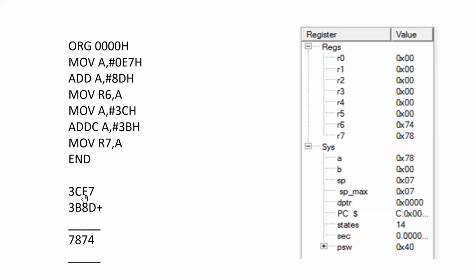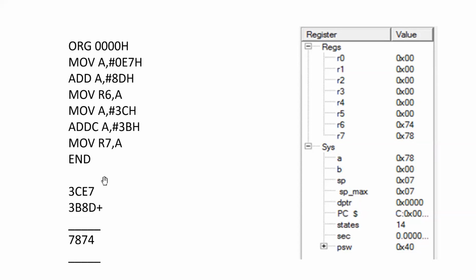So first I have to add E7 plus 8D. This is one 8-bit addition. Then I have to add 3C plus 3B. That is another 8-bit addition. Then finally I will get one result. So first I have to perform E7 plus 8D addition. Move A comma hash E7. We all know put 0 prefix. Add A comma hash 8D. So I'm adding E7 plus 8D. What is my answer? 74 I'm getting.